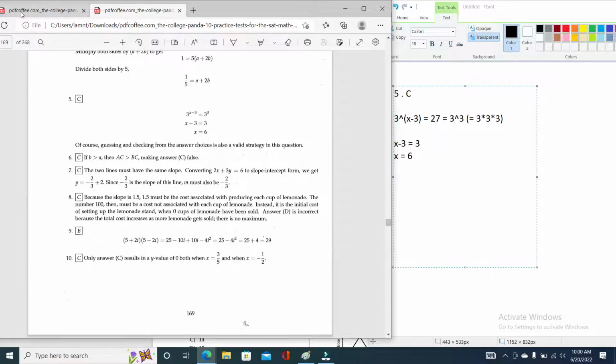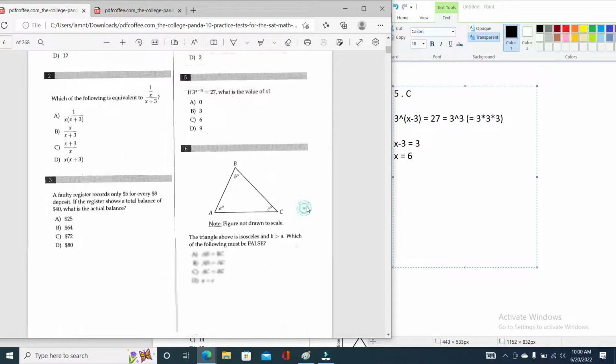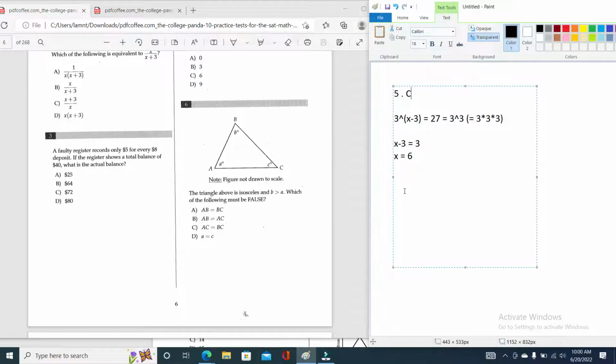Alright. Number 6. Okay, so with these exercises where they tell you that the figure is not drawn to scale, you should only depend on the question, not the figure, okay? So don't look at the figure to come to a conclusion. You have to look at the actual sentence, the questions, right?